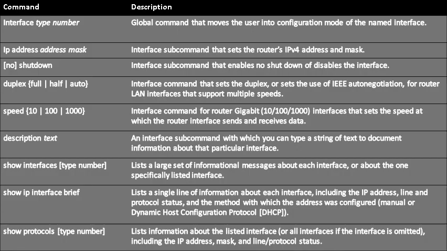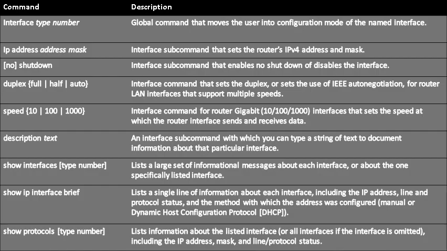Duplex full, half, auto is an interface command that sets the use of IEEE duplex for the router LAN interfaces that support multiple speeds. Speed 10, 100, and 1000 is an interface command for router gigabit interfaces that sets the speed, 10, 100, or 1000, at which the router interface sends and receives data. That seems like a very important one.